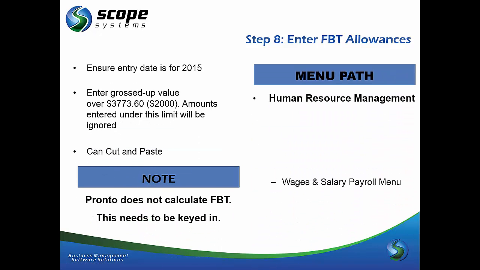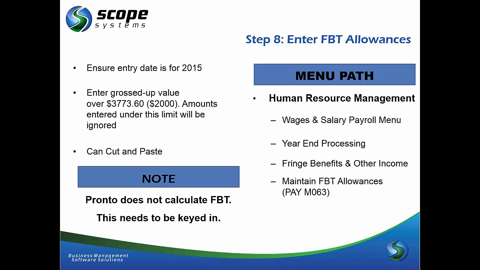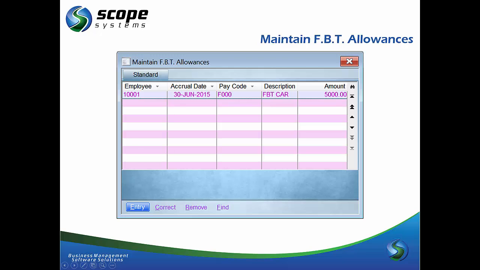So when you have your F.B.T amounts from your finance section, they should be giving you the grossed up amount. So when you go into maintain F.B.T allowances, you go in through wages and salary payroll menu, year-end processing, fringe benefits and other income, and maintain F.B.T allowances. This gives you a grid that you can copy and paste from Excel if you've got a lot of employees with F.B.T, otherwise it's fairly quick to enter through here. If you enter amounts that are less than the threshold, they won't show up anywhere. They'll just show up in this table and they won't be showing on the payment summaries.